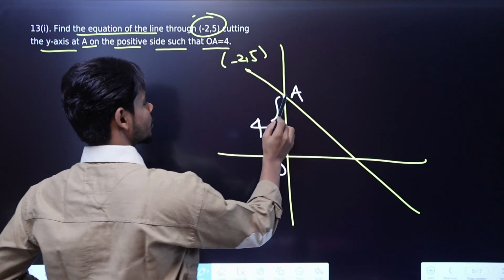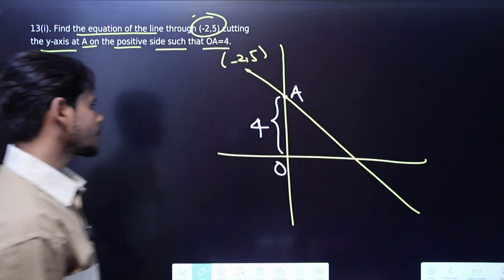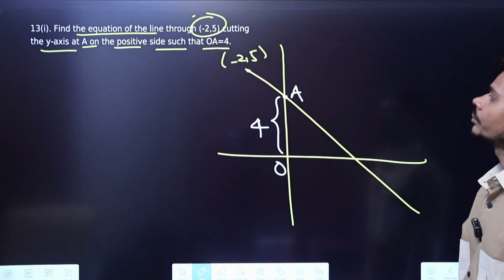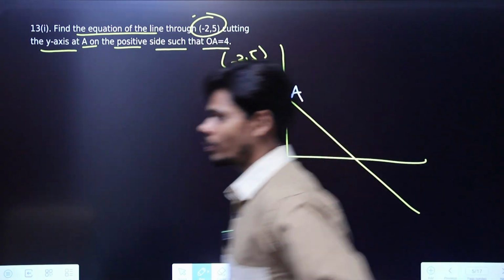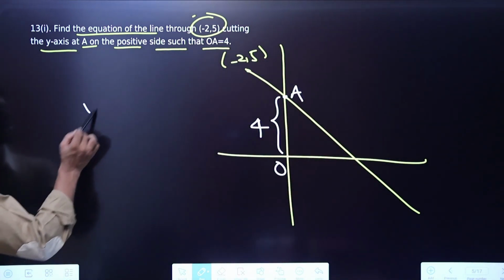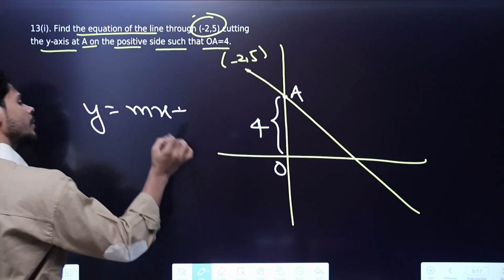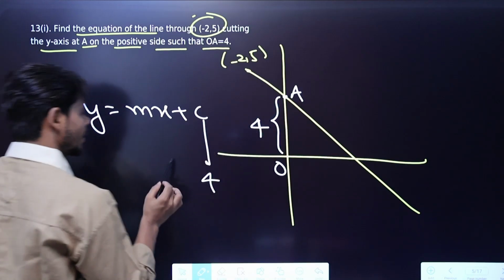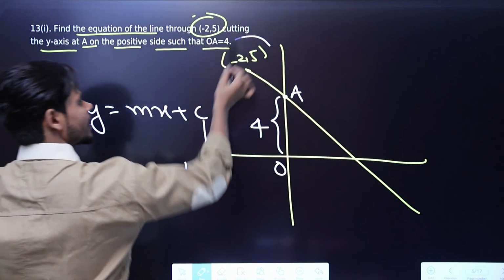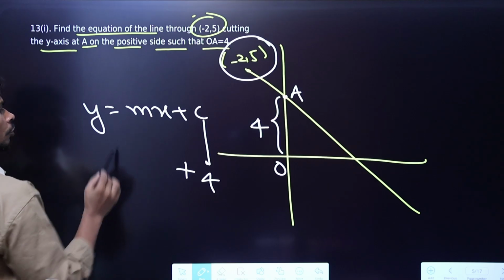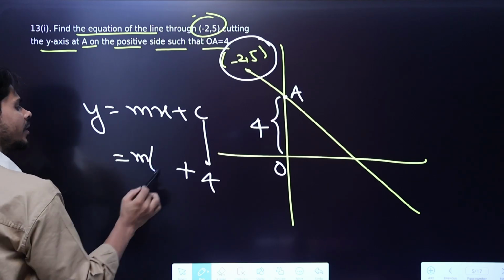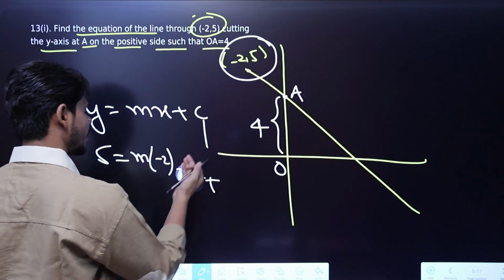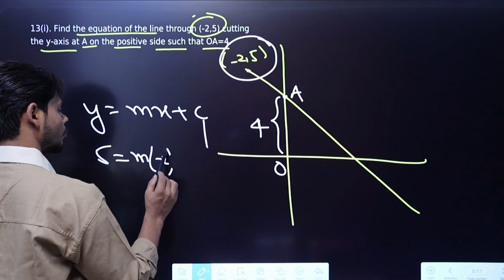We need to find the equation through this point. Now, do we know the slope? Yes, we can find the slope. How? Listen carefully. If I use y is equal to mx plus c, we are already given c, which is 4, the y-intercept basically. And also we are given that it is passing through (-2, 5). So actually x is -2 and y is 5. So from here we can easily find m, that is, the slope, right?